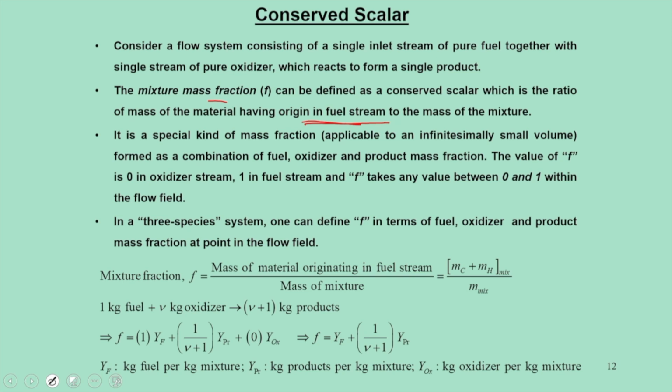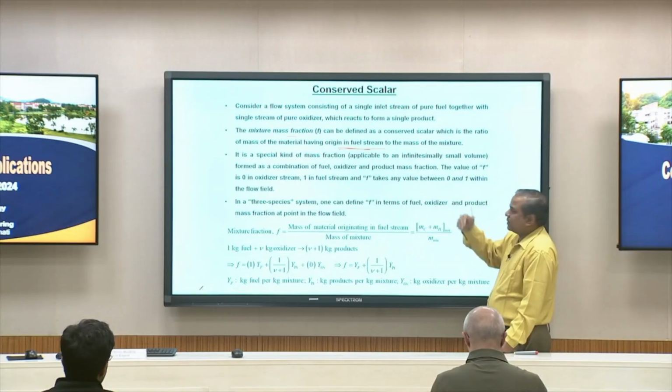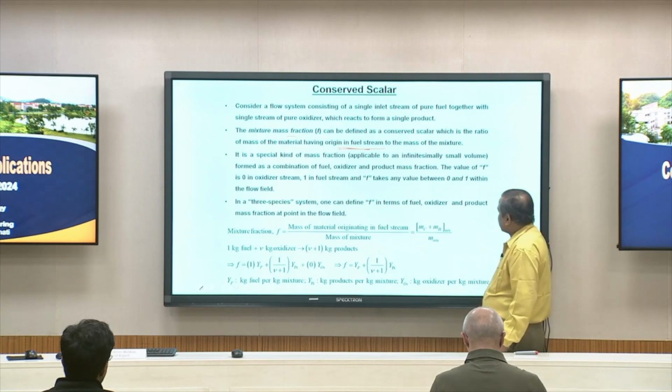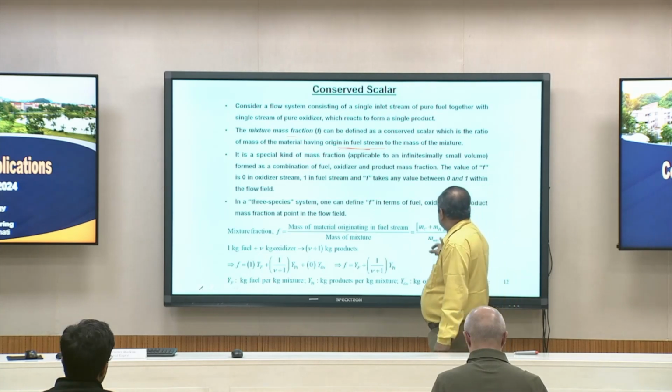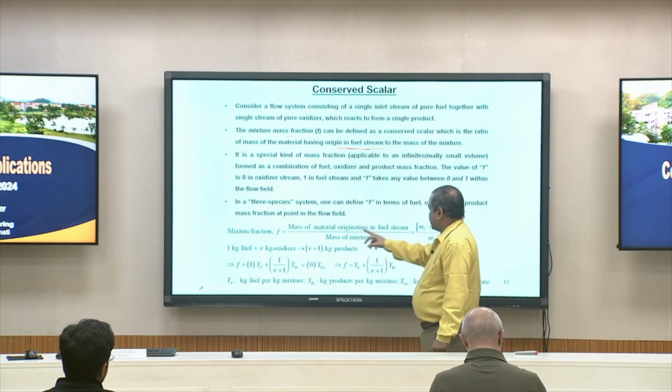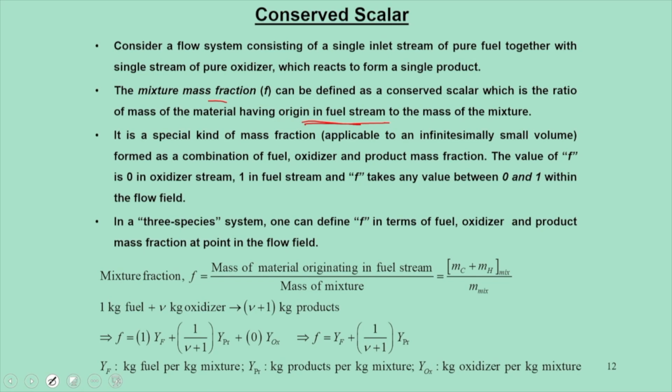Normally when you say phi, it is either mf by ma or ma by mf. But this mixture fraction is represented in a different way. First, one is the mass of the mixture, that is by definition. How do you quantify it? The mass of the mixture is m mixture. Then there is the mass of the material that originates from the fuel stream, and for a hydrocarbon fuel it is the carbon and hydrogen.